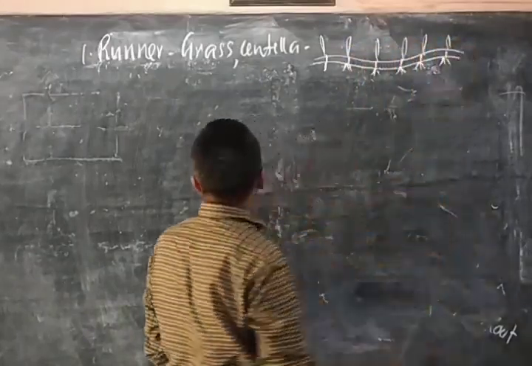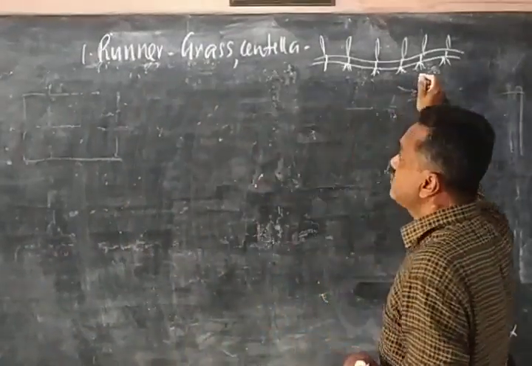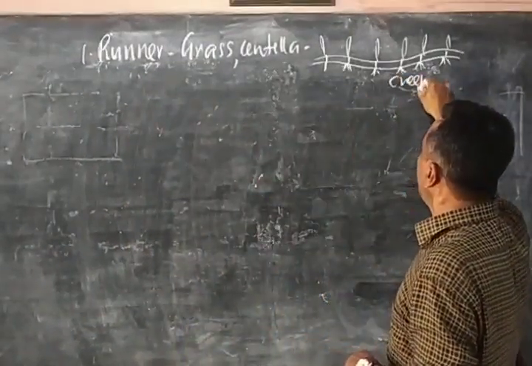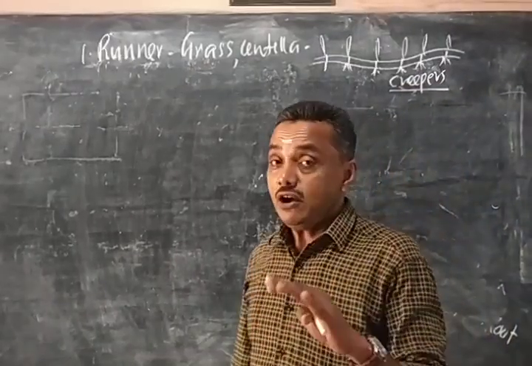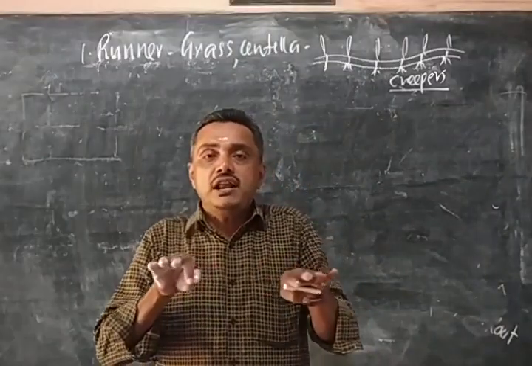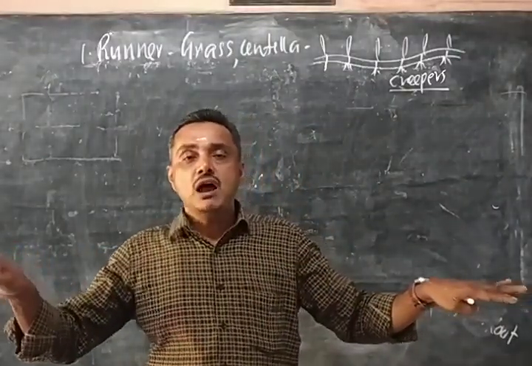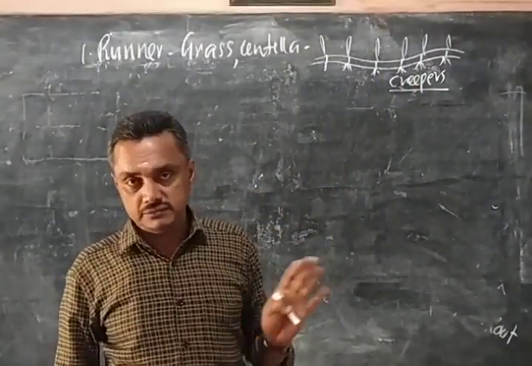This is called runner, running on the soil, or otherwise they are called creepers. These plants are called creeping plants or creepers. See, what is a runner? A runner means the stem growing horizontally, creeping above the soil level. From every node, roots are produced. That is called a runner.